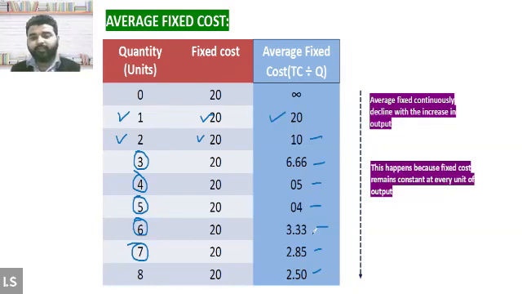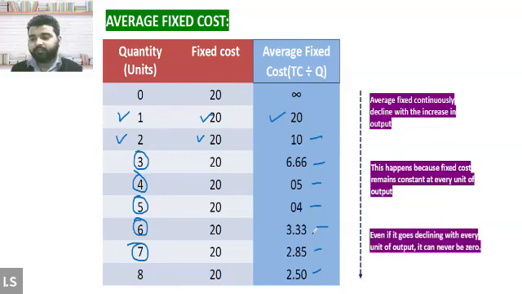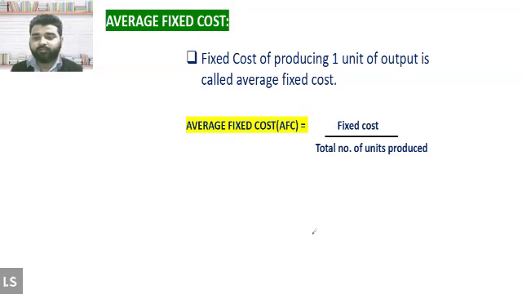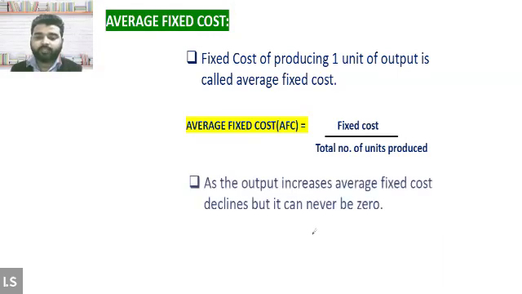You will be dividing 20 by any number. Let's suppose you have produced 1 lakh units of output, and you will have to bear the same fixed cost. So 20 divided by 1 lakh will give you some positive number. It is not going to give you 0. Therefore, average fixed cost can never be 0. It can be closer to 0, but it can never be 0. So even if it goes on declining with every unit of output, it can never be 0. Is that clear to you? Yes, sir. Okay. Now look at this point. As the output increases, average fixed cost declines, but it can never be 0.